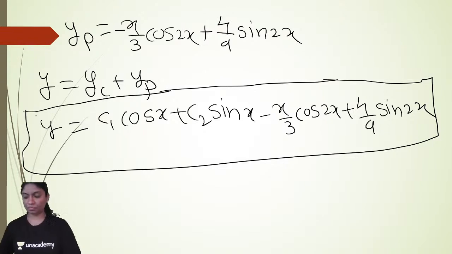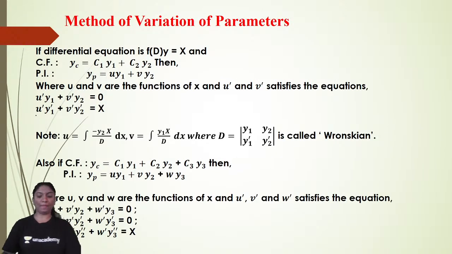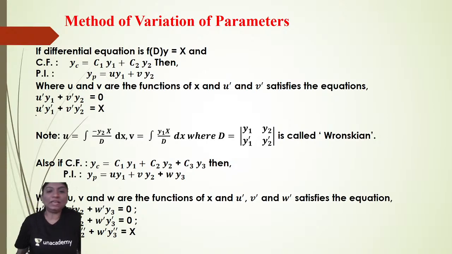Now we will see our next method, that is the method of variation of parameter. Okay, first we will just read it. I will come back within 2 minutes.